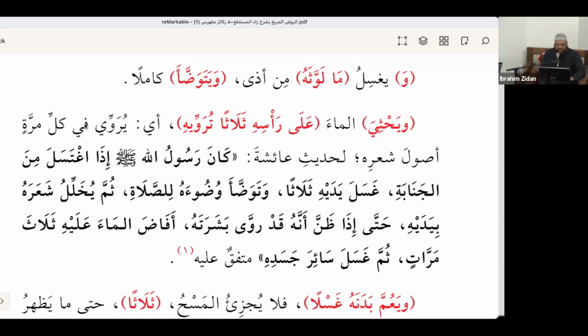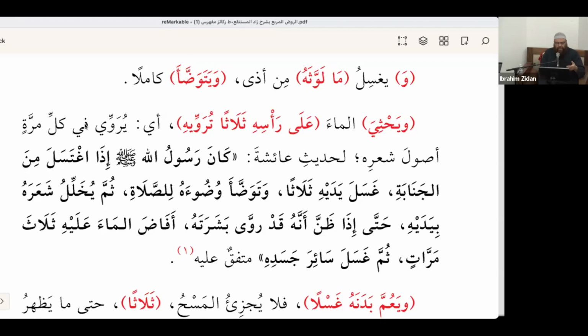ويحثي الماء على رأسه ثلاثا ترويه. Then he يحثي, الحثو is to take a handful of water on the head 3 times. ترويه, that means to make it cover it all, to go basically to the roots. That's what tarwiyah means. This is turawi.